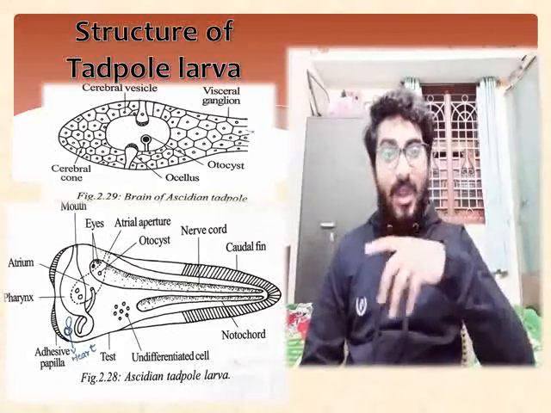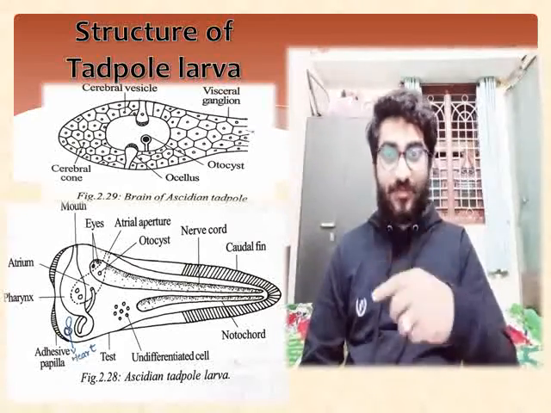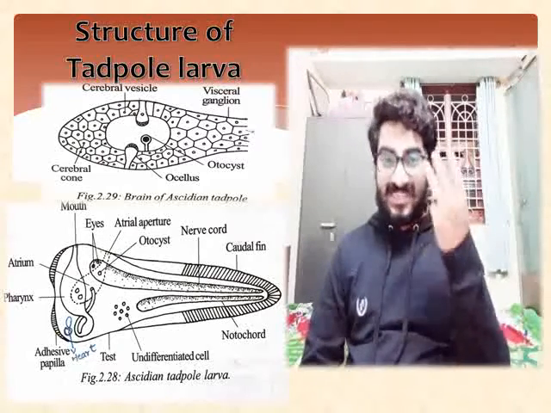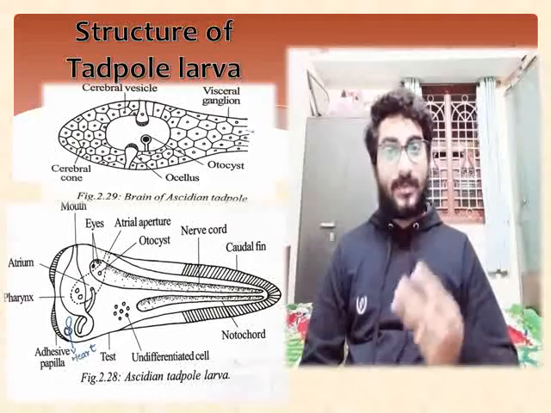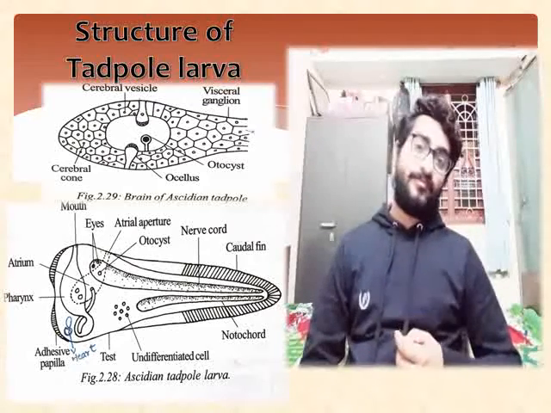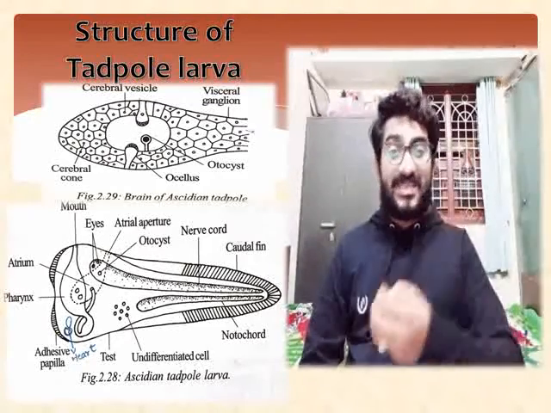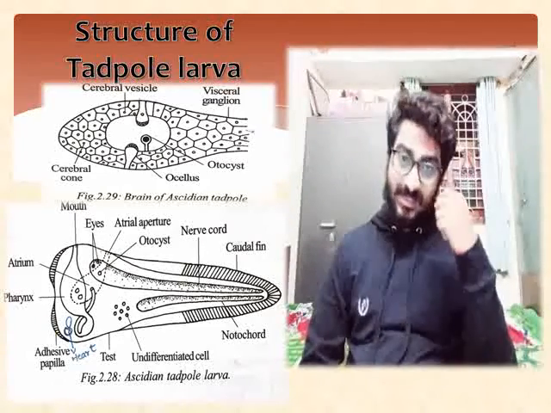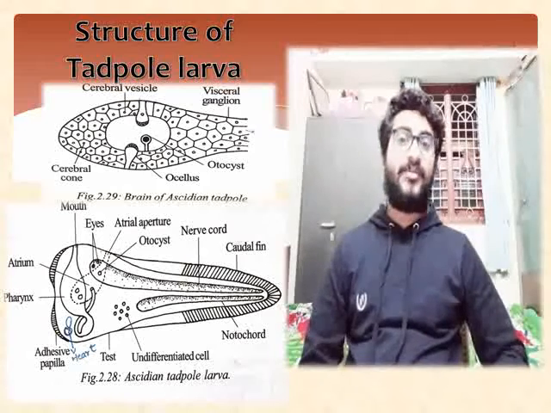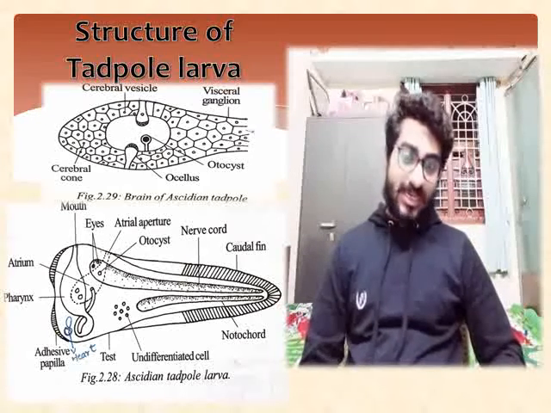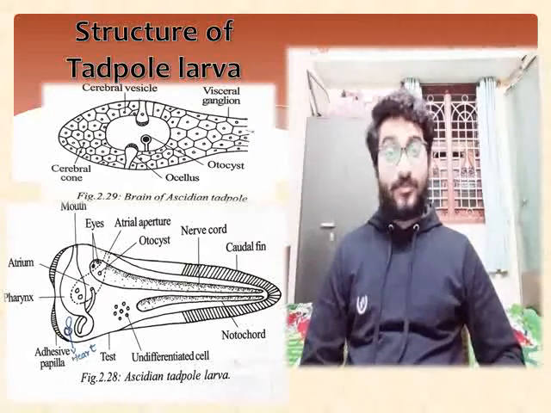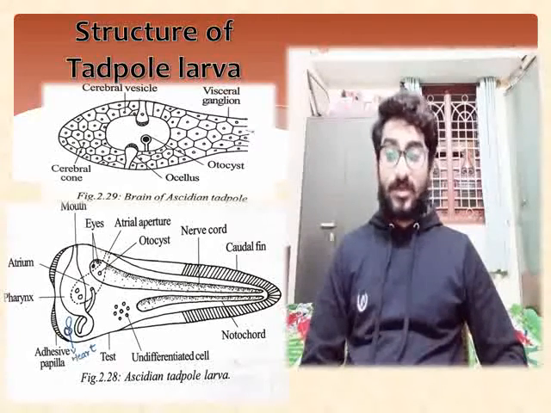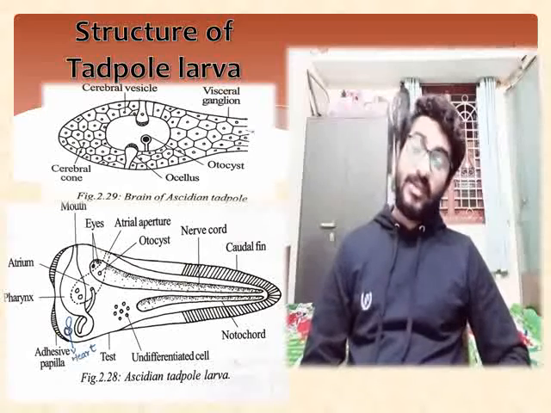The anterior part of the nerve cord becomes the brain. The brain contains 3 parts: cerebral cone, cerebral vesicle, and cerebral ganglion. The cerebral vesicle, the second part, contains 2 types of cells called ocelli and otocyst, which are receptive in function. The digestive system is complete, very well developed, with the presence of mouth, buccal cavity, pharynx, esophagus, stomach, intestine, rectum and anus.